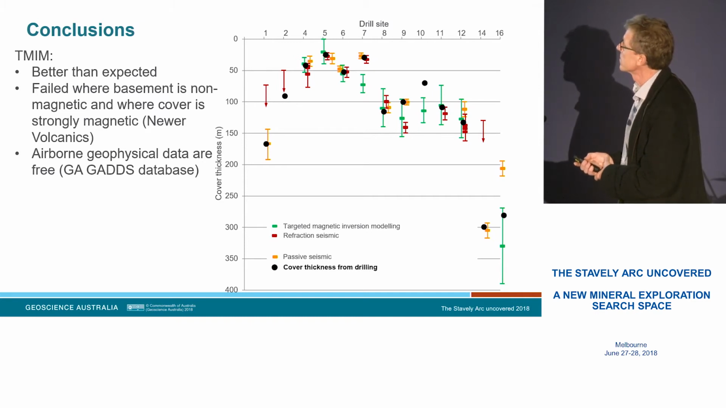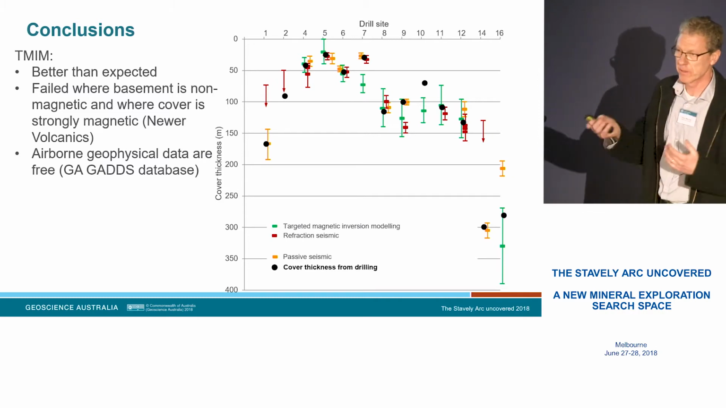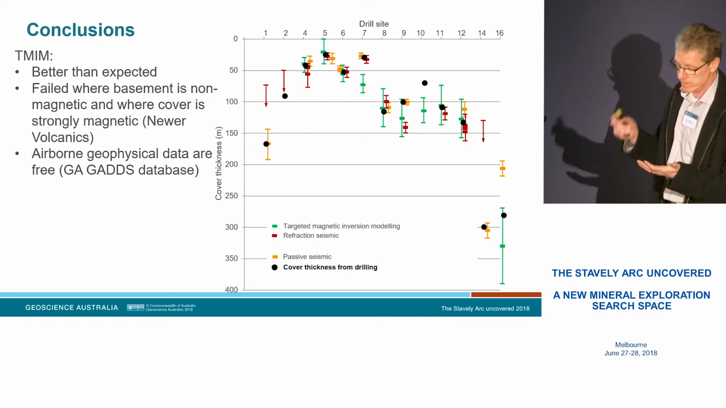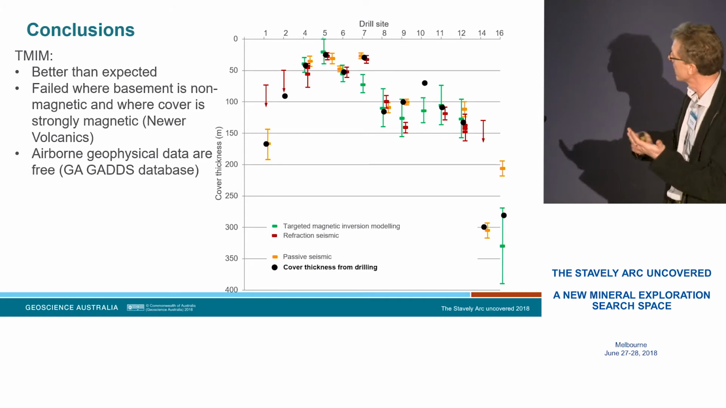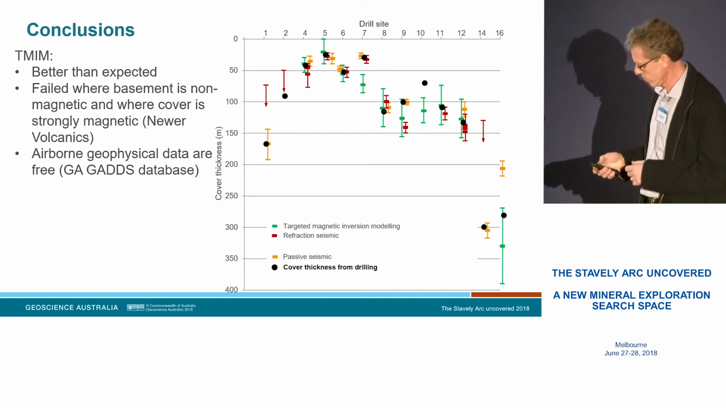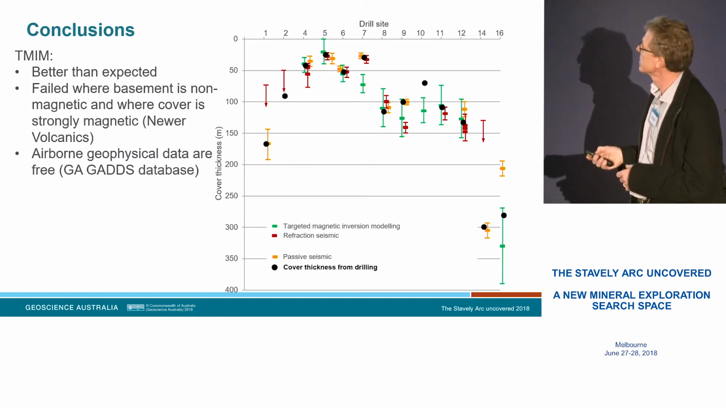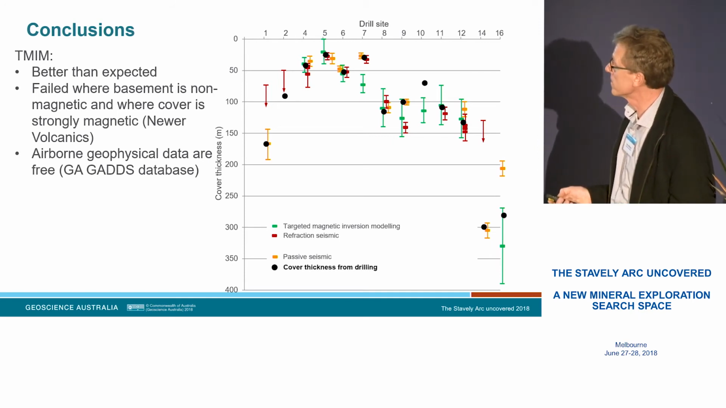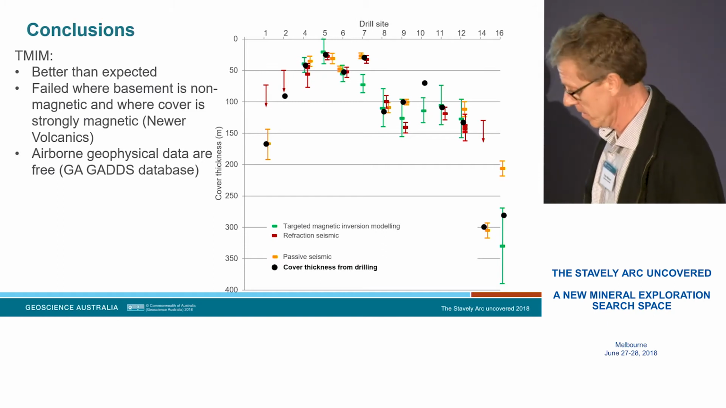So, conclusions. That TMIM estimation method basically worked better than expected. I've been doing depth estimation using various magnetic methods in the past, and I know there's a lot of uncertainty, but I think using this approach where you're targeting magnetic anomalies around sites, doing a weighted average to get your depth, it works. Fails when there's nothing magnetic in the basement, or you have a very strong magnetic cover. But also the big bonus is the data's free and it can be downloaded from a database across the whole country.